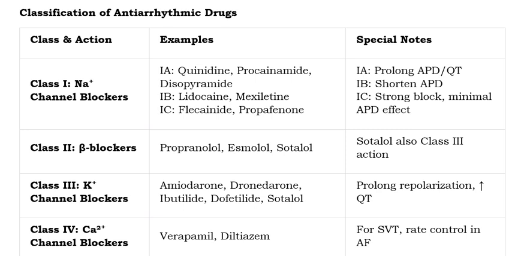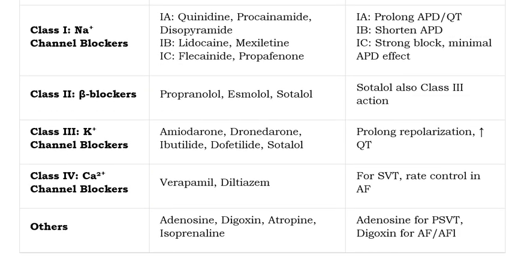Okay. And finally, class 4. Class 4 are the non-dihydropyridine calcium channel blockers, specifically verapamil and diltiazem. They block L-type calcium channels, mainly affecting the SA node, the pacemaker, and the AV node. So they're good for SVTs and rate control in AFib. Right, slowing things down at the top.